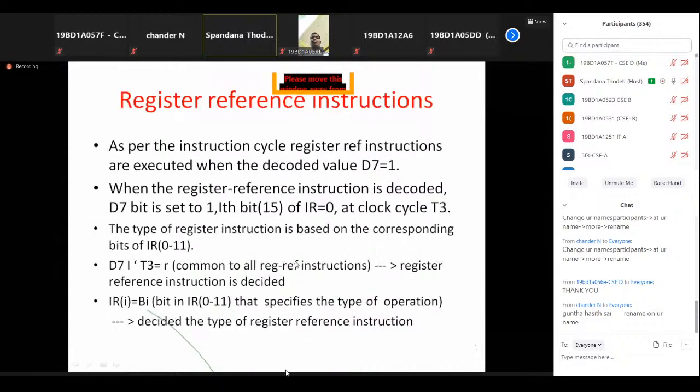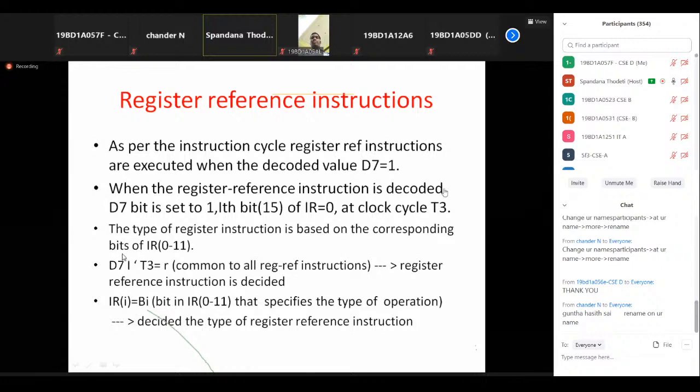So all the register reference instructions are executed when D7 is 1 and I complement, because I should be 0. If I equals 1, then I complement becomes 0. So D7 I complement at T3, the T3 cycle.